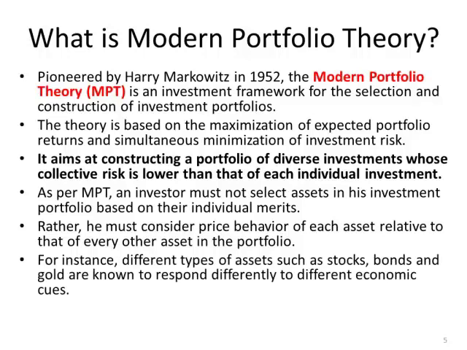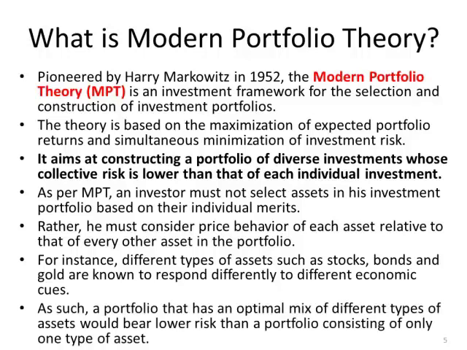So, for example, different types of assets, such as stocks, bonds, and gold, are known to respond differently to different economic cues, right? So you may find, for example, that in times of a crisis, gold might do well, bonds might do well, stocks would do poorly, and in times where there's a boom, stocks might do very well, while bonds and gold not so well.